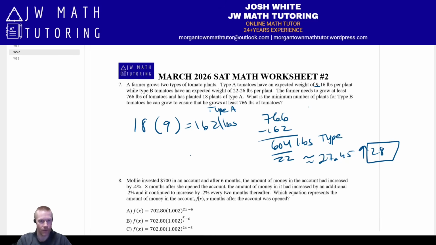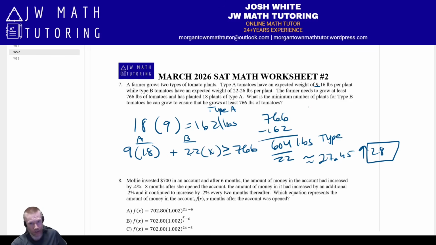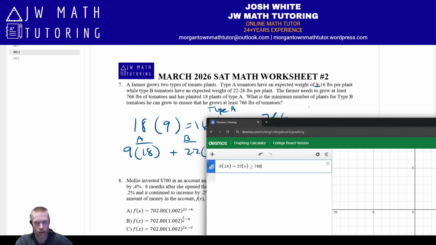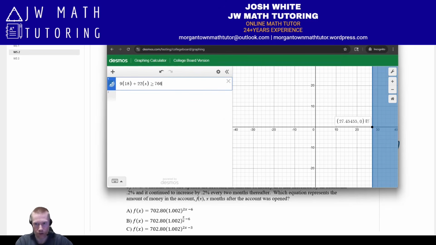And another alternate way to think about this is, if you want to set up an inequality, really the way it looks is this. You have 9 pounds per plant times 18 plants, that's from type A, plus the minimum 22 pounds per plant times X plants for type B, and that has to be greater than or equal to 766. So you could just go to Desmos, type this out, and solve the inequality. And then when we zoom out here, notice it starts at, again, 27.4545, so you'd have to round up to 28 and get the correct answer that way.